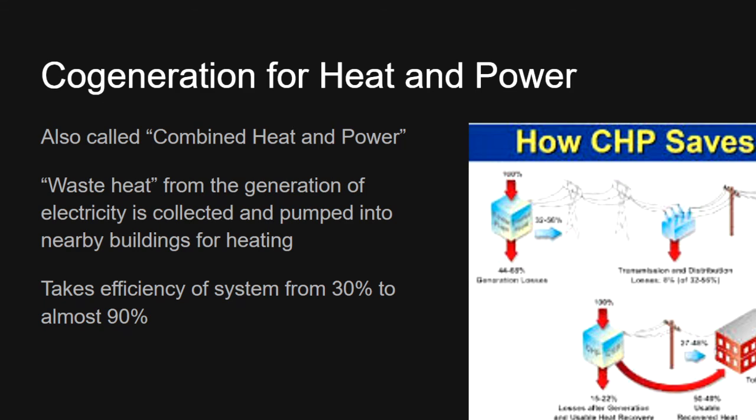And so what we're doing here with combined heat and power, or cogeneration, is we say, okay, well, let's generate electricity like we have been doing, but instead of just allowing that heat to dissipate into the atmosphere, let's collect it and let's pump it into nearby buildings for them to use as heating. And so it takes the efficiency of the system from about 30%, which means 60% of the energy would be wasted, just to making the surrounding area hot. Let's channel that into surrounding buildings, and then the efficiency of the system becomes almost 90%.